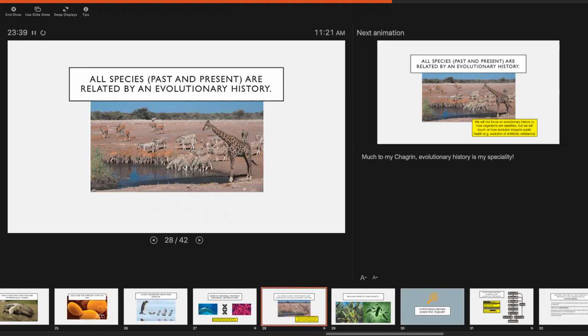Okay, two more. Almost finally, all species are related by their evolutionary history. So all species, because they share the same DNA, are related to one another. DNA is used by all organisms, from bacteria to giraffes, as you see on the picture here, and these organisms all are related.